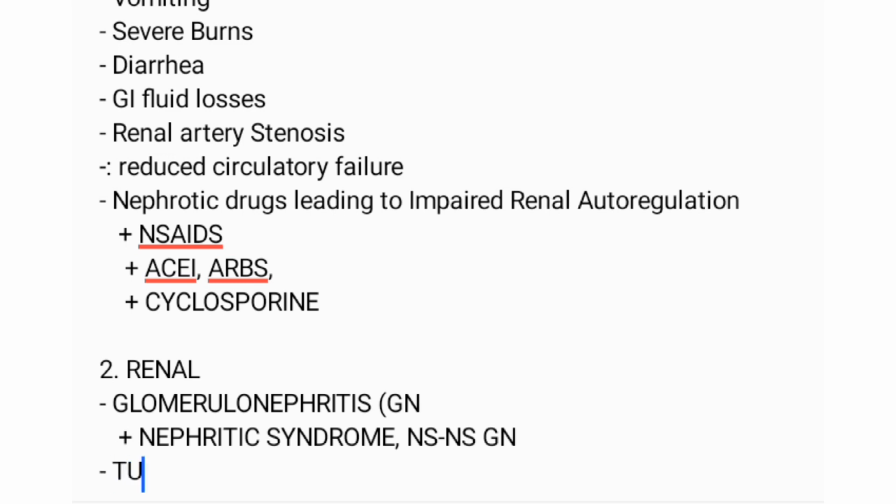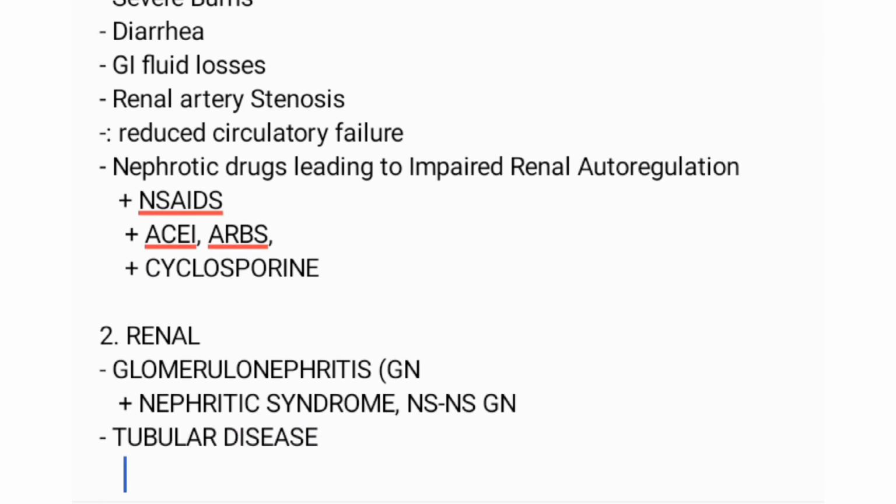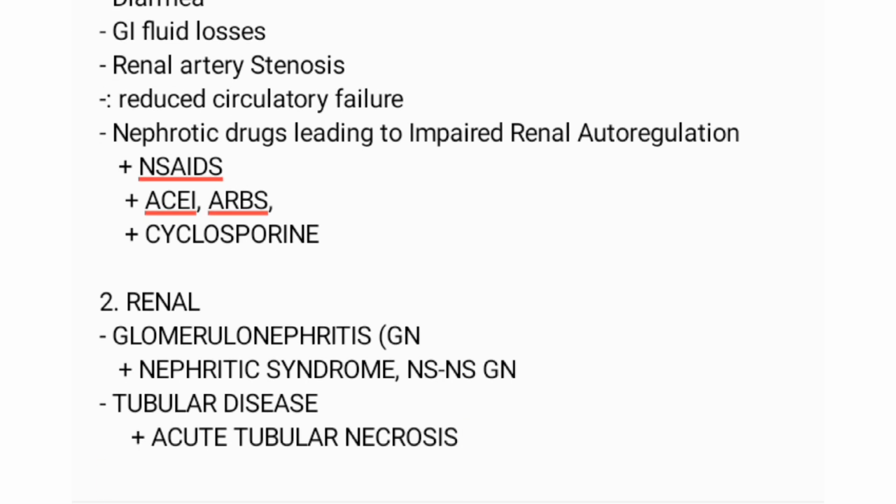Then you can also have tubular diseases. So under tubular diseases we can have acute tubular necrosis, which of course results from prolonged ischemia from the prerenal AKI. This is what can happen if someone has prolonged ischemia from the prerenal AKI. Of course, nephrotoxins are also part of the things which can cause acute tubular necrosis.